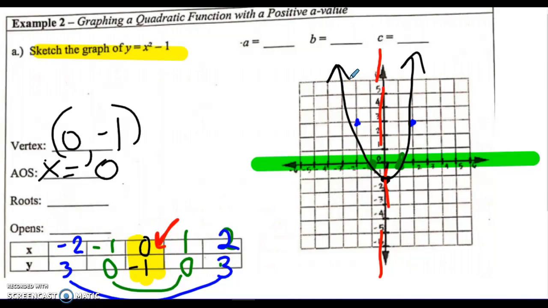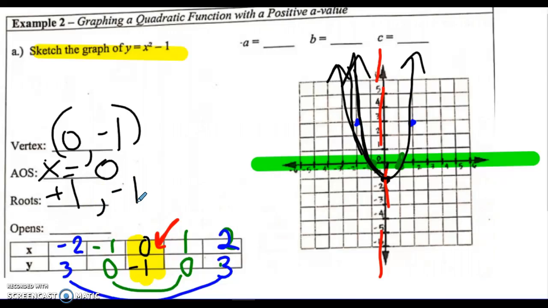I struggle to draw these when I'm doing it on my computer screen. It's easier to do it on paper. But there's my parabola. Well, that's the best I could do. Now, quick question: my vertex is at 0, negative 1. Where are my roots? That's where it crosses right here. So my roots are at x equals positive 1 and x equals negative 1.